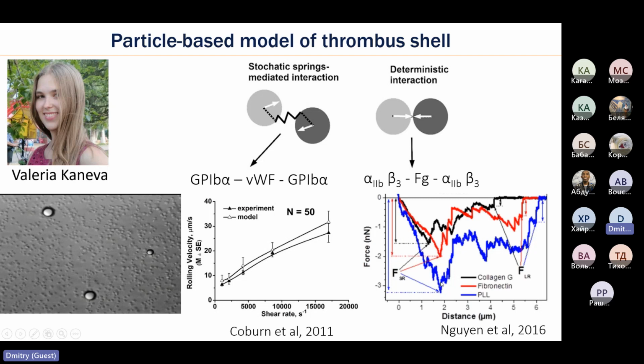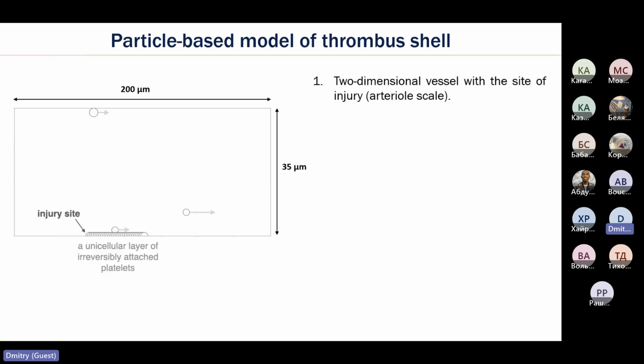So we try to describe this experimental data using the Morse potential. And so in this model, the second type of interaction, with the force field, actually describes the interaction with activated integrins.